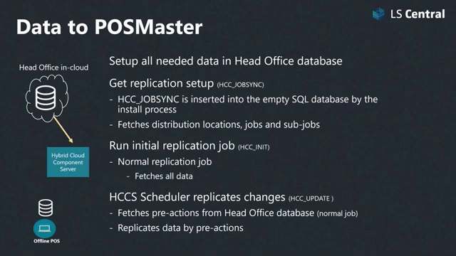So how do we get the data? The first step, and all the steps are defined in the installation guide, is to set up the needed data in the head office database. We're talking about distribution location jobs and sub-jobs. So this needs to be ready before you start replicating.